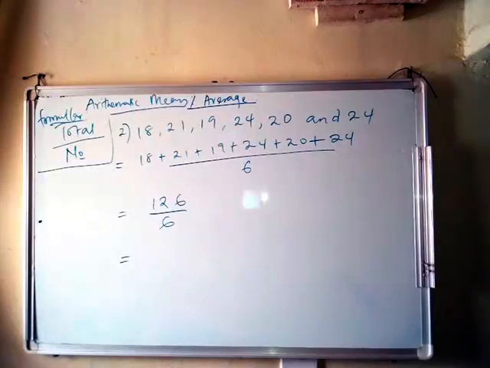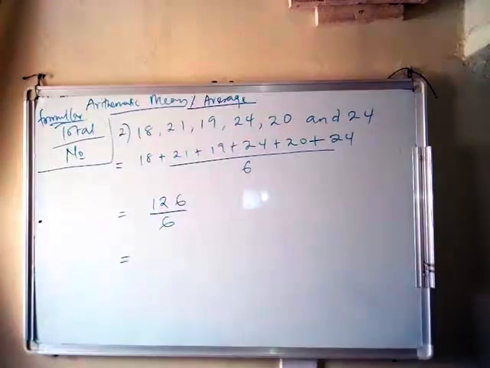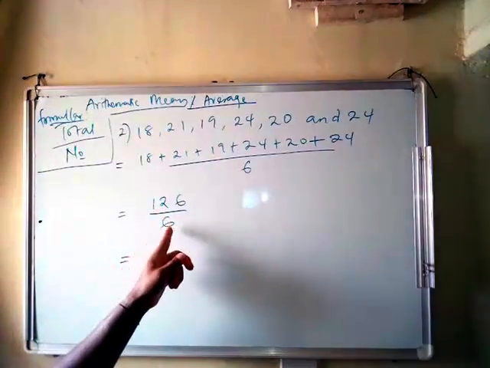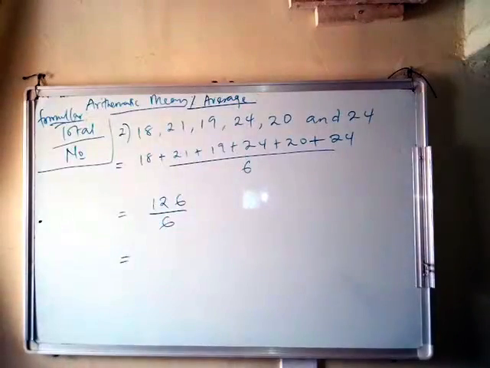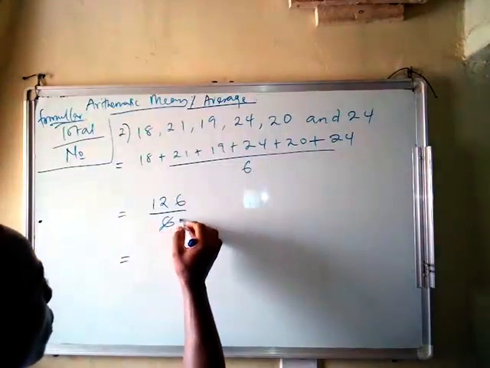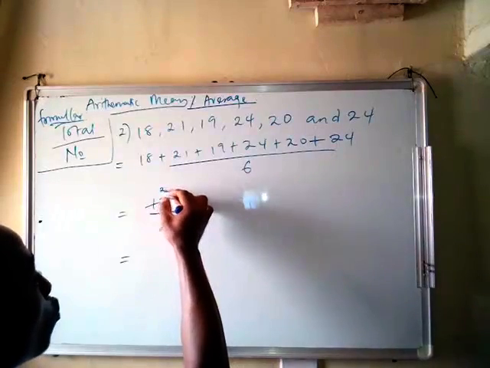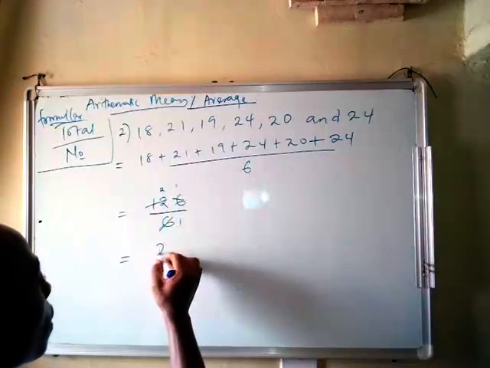So you see what we got. We have eventually gotten a single whole number, 126. And if you look at this number a lot, you discover that 12 is a multiple of 6, and 6 is also a multiple of 6. So it becomes very easy to divide.